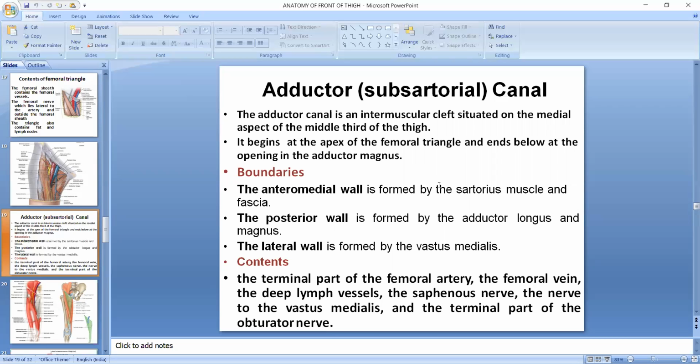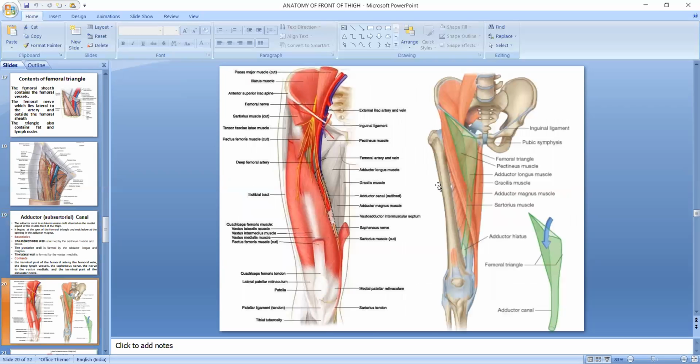What is the content of this canal? The terminal part of the femoral artery, the femoral vein, deep lymph vessels, the saphenous nerve, the nerve to the vastus medialis, and the terminal part of the obturator nerve. In this picture, we can see here the adductor canal. This is the adductor canal.